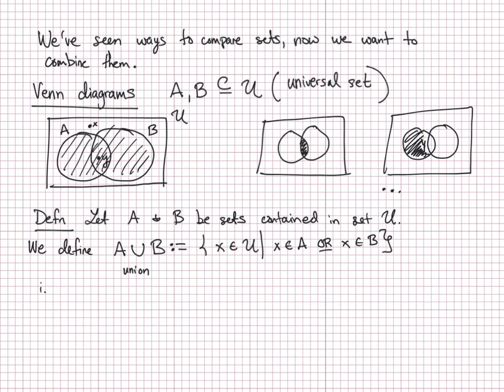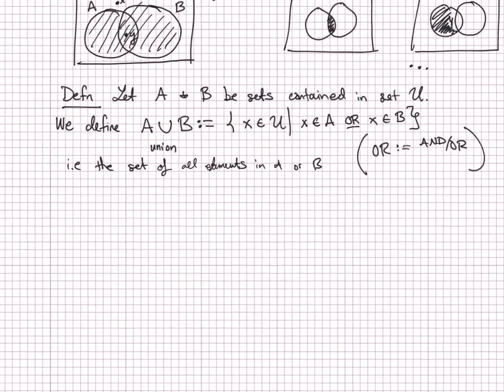That is, the set of all elements in A or B. Let me just mention here that "or" in mathematics always means "and/or". So whenever I say you're in A or B, you can be in just one, you don't have to be in both. You're still good.